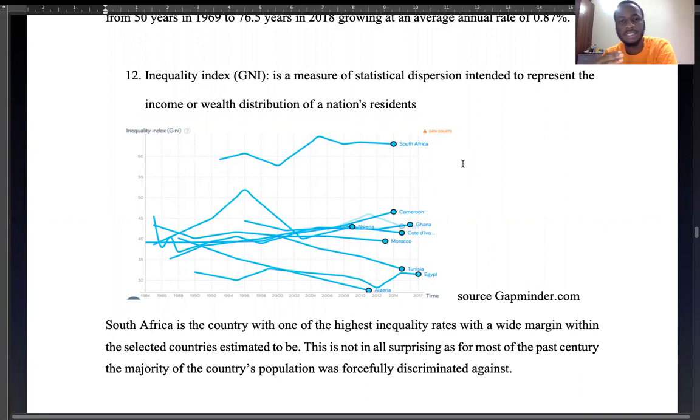So if the inequality is very high, that discourages people from investing because they are not sure whether their goods and services are going to be accepted in that particular country, or whether their lives are at risk, or whether they are safe. So these are factors that you have to bear in mind. So it is also very important to note the inequality index.